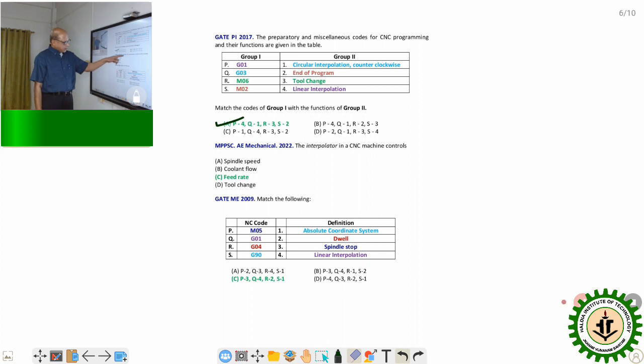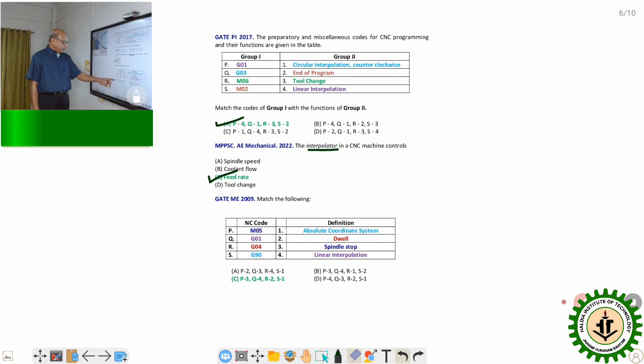Next question, once again the same type of question, that is the same interpolation. The interpolator in a CNC machine controls spindle speed, coolant flow, feed rate, or tool change. So the correct option will be feed rate.